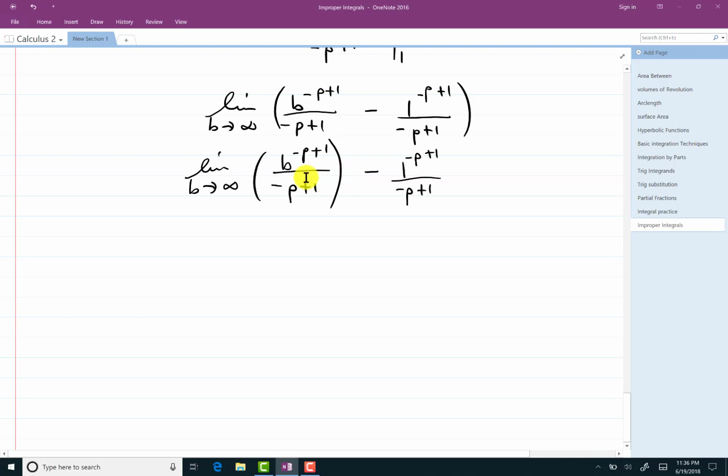Now I want to talk about the values of p for which this does and doesn't exist. The negative p plus 1 is just a constant unless p equals 1. We'll handle that case completely separate. So this part here is a constant. I'm going to pull it out. I think it may help everybody if I rewrite it as 1 minus p instead.